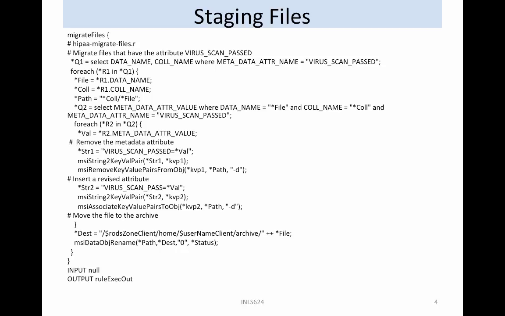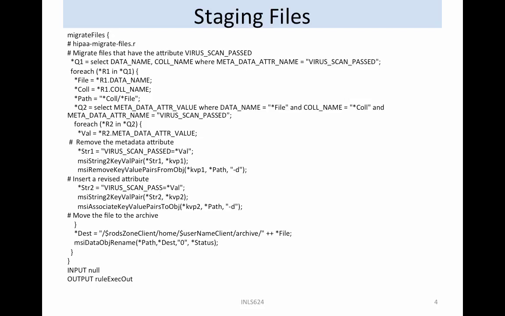The rule HIPAA migrate files is shown here. The rule migrates all files from a staging area that have passed a VirusScan check. A query is created to identify all files that have the AVU attribute VirusScan passed. For each file in the result list, the value associated with this attribute is retrieved.